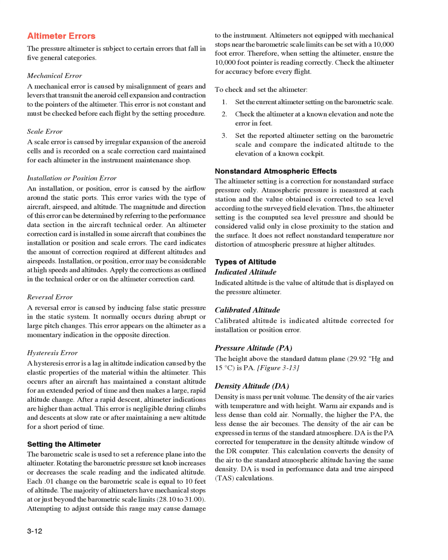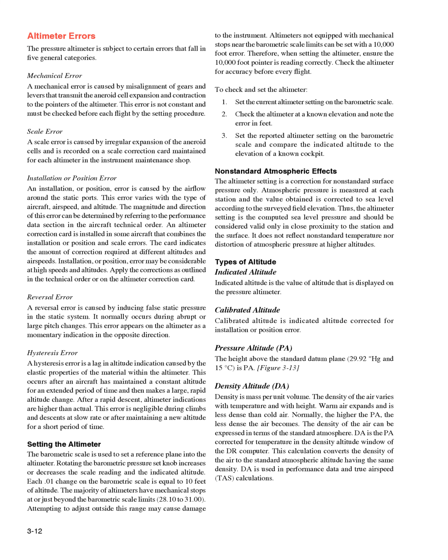Types of altitude. Indicated altitude. Indicated altitude is the value of altitude that is displayed on the pressure altimeter. Calibrated altitude. Calibrated altitude is indicated altitude corrected for installation or position error. Pressure altitude, PA, is the height above the standard datum plane, 29.92 Hg and 15 degrees Celsius. Figure 3.13.